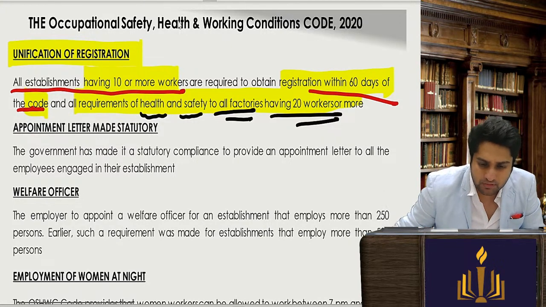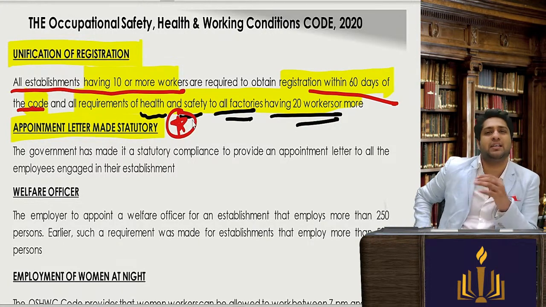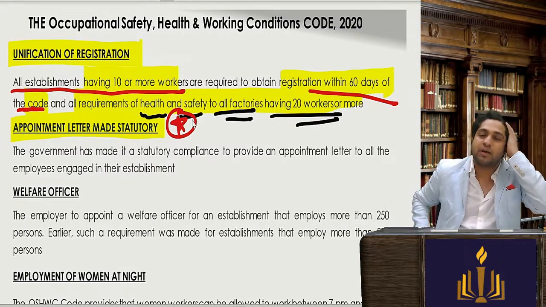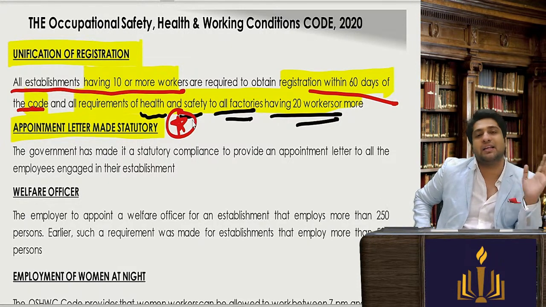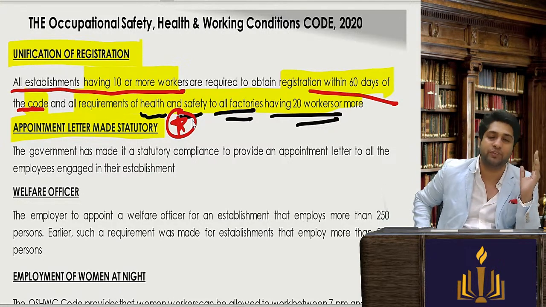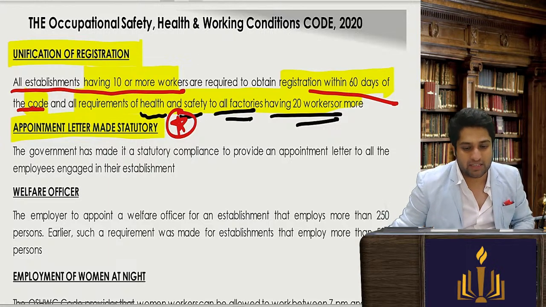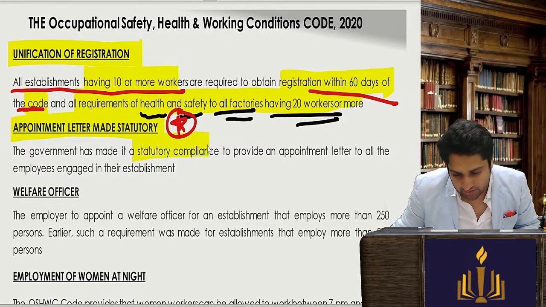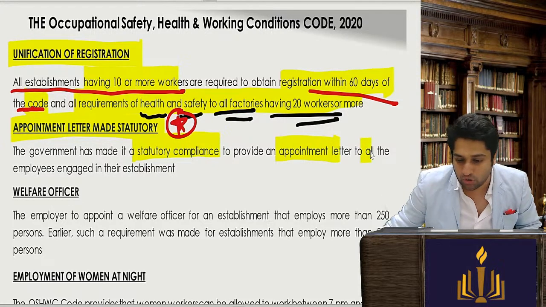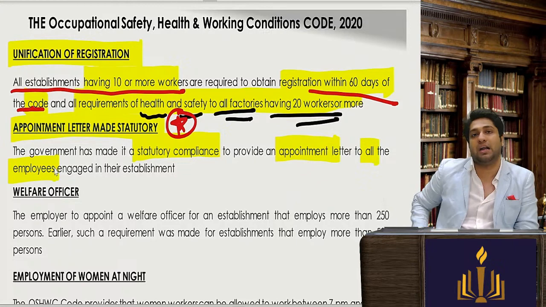Next, one very important thing which was never there before. So many times in all these factories, you employed the workmen but never had any agreement, so they didn't have anything to prove that they were working with you. They had no benefits, everything was one-sided, they were at the mercy of the employers. Now they said, listen, every single employment will have to have an employment letter. The government has made it a statutory compliance to provide an appointment letter to all employees. So even with a sweeper, we will have to have an employment letter.